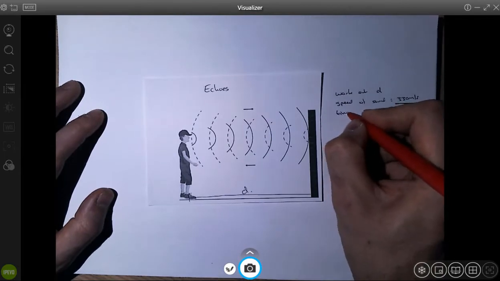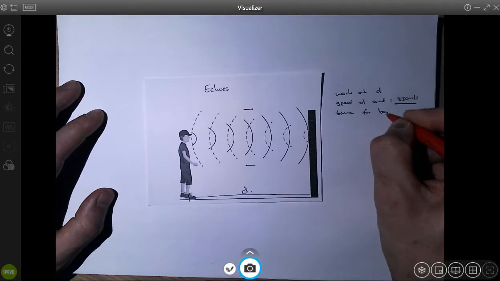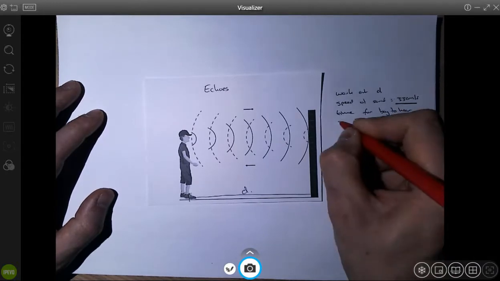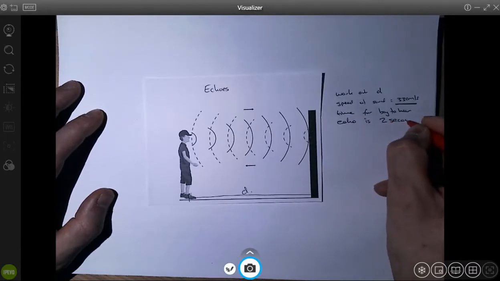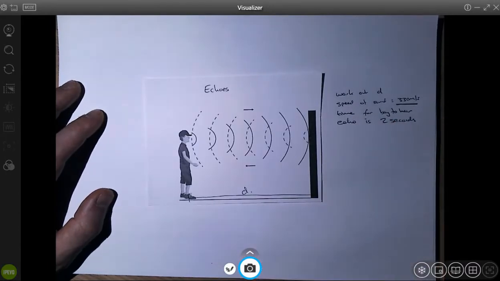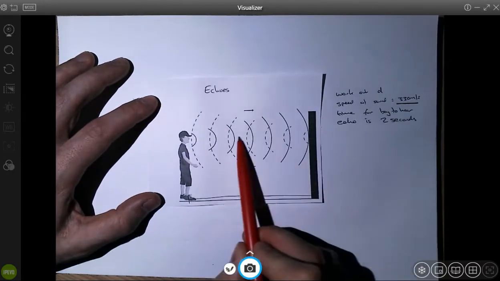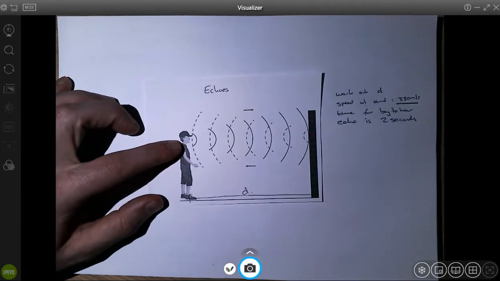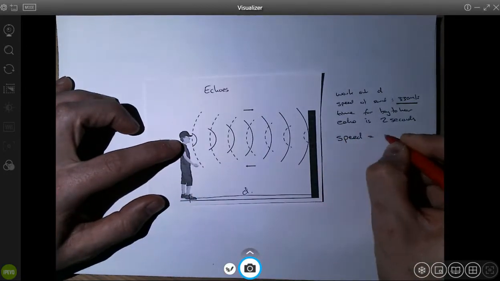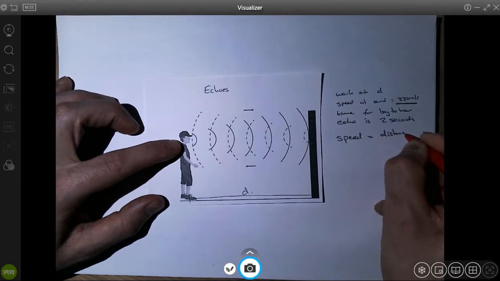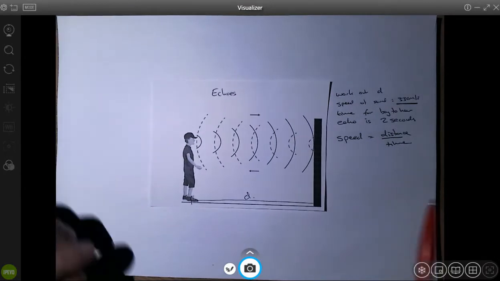And then the time for the boy to hear the echo is, let's go for 2 seconds. And it says work out D. So really simple. The sound wave travels to the wall, reflects back, and the student hears it. So we're going to be using the basic relationship speed is distance over time. There is, however, one trick to this.